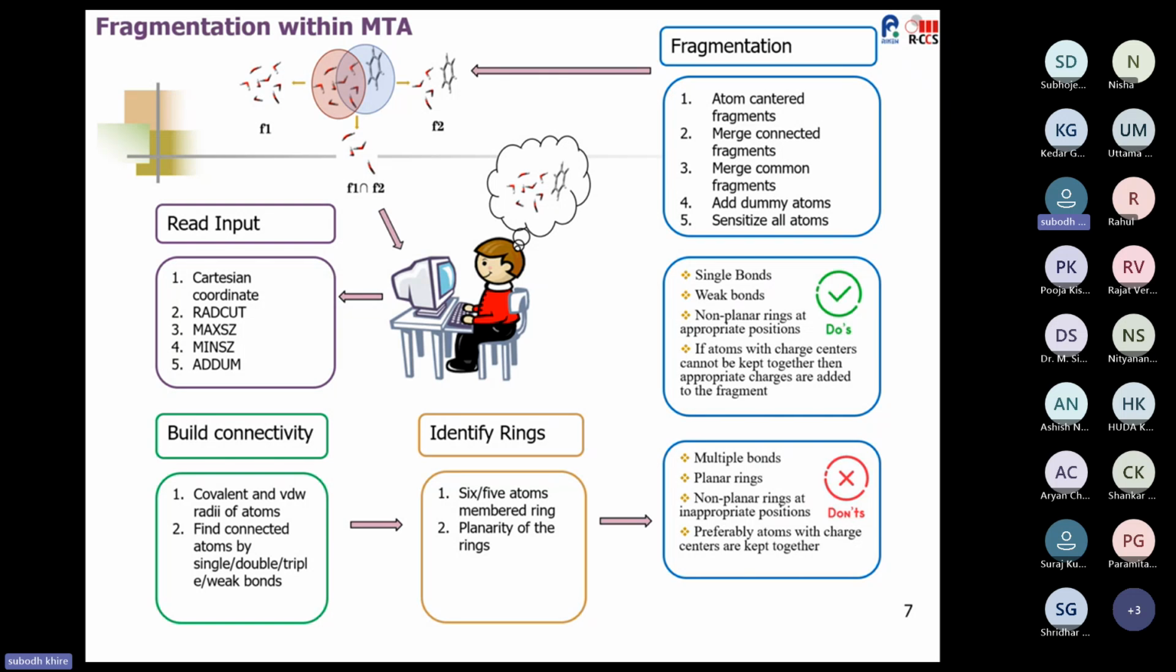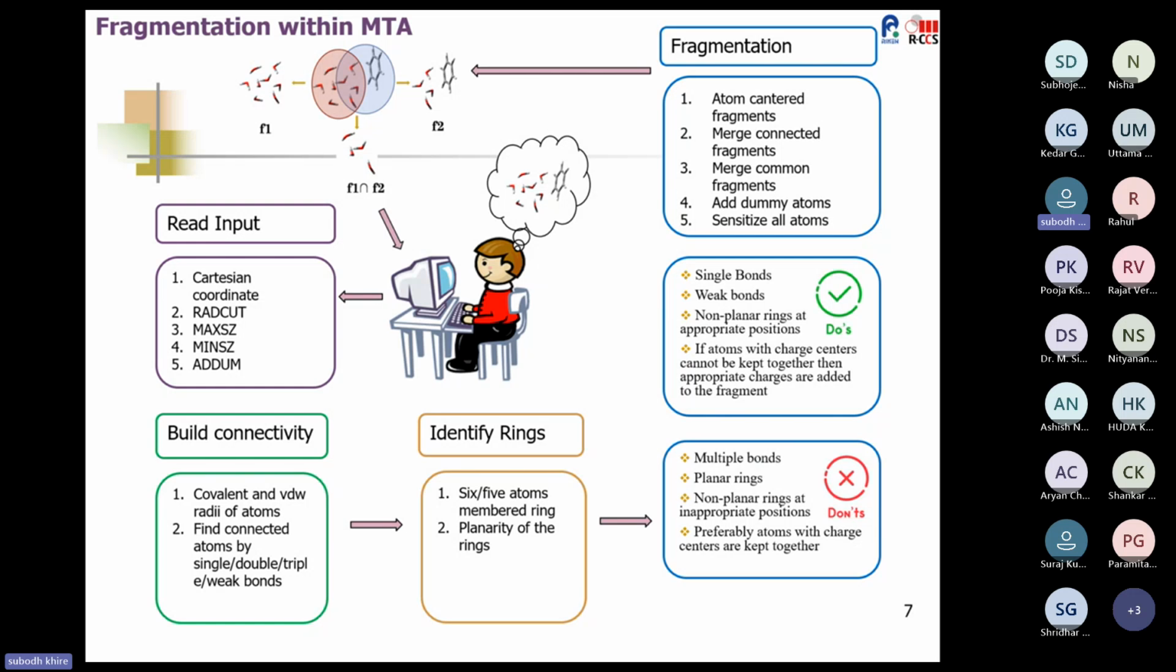And after identification, the program is also smart enough to identify the rings, meaning whether it is a 6-membered ring or a 5-membered ring, a benzene ring or something like that. And once it identifies the connectivity of the atoms and the rings, using the user-supplied parameters rad cut and max size, the program will fragment the molecule and generate the fragments for you, which are easily supplied to the MTA software for further use.